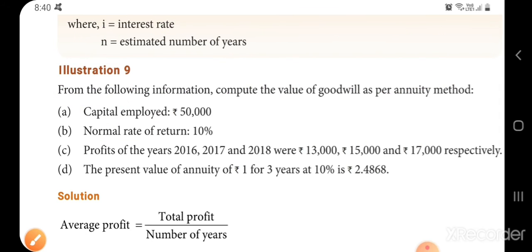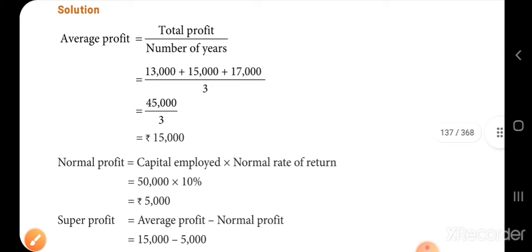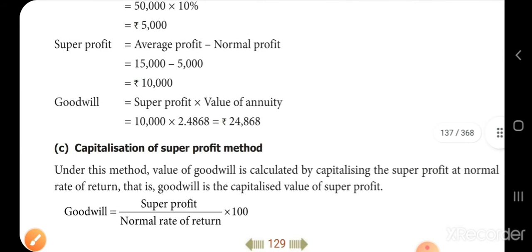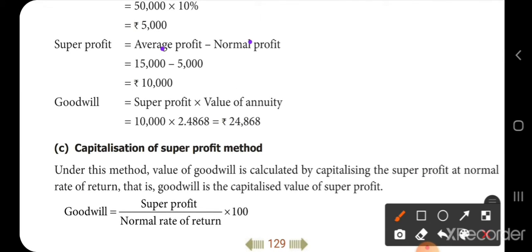Okay. Now, average profit minus normal profit, you will get the super profit. Now, this super profit into the value of annuity will give you the goodwill. Now, look at the solution. First, you should calculate the average profit, that is total profit by number of years. Then calculating the normal profit, that is capital employed into normal rate of return, you get the normal profit. Then super profit is equal to average profit minus normal profit, you get 10,000. Goodwill is equal to super profit, this 10,000 into the value of annuity.